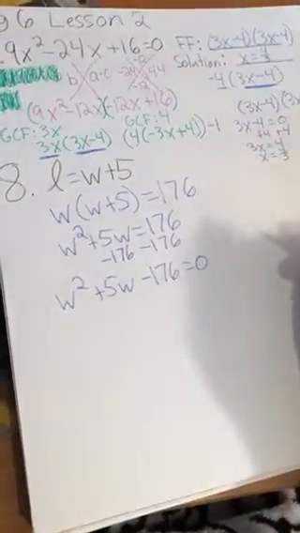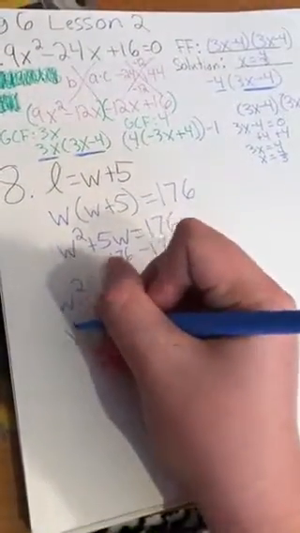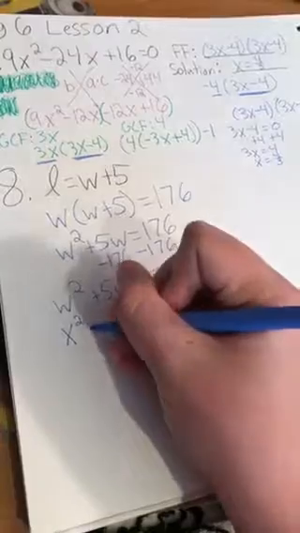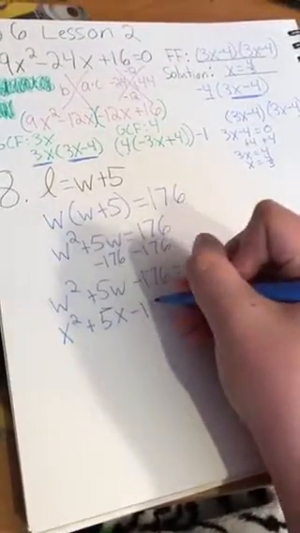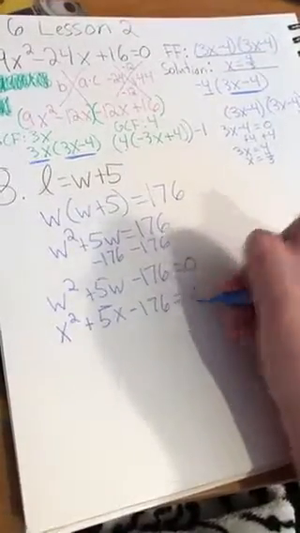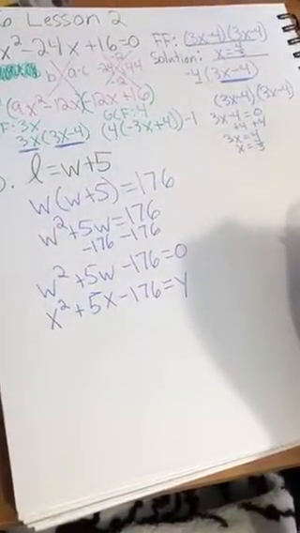Now for calculator purposes, I'm going to change all of my W's to X's, and I'm going to change my 0 to Y. And that is my equation.